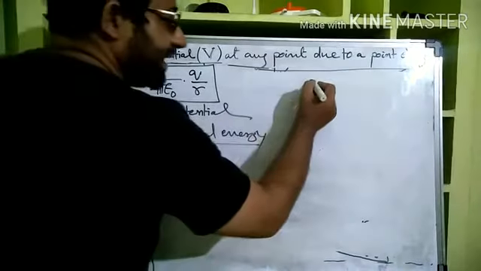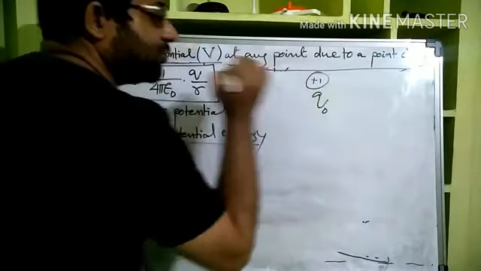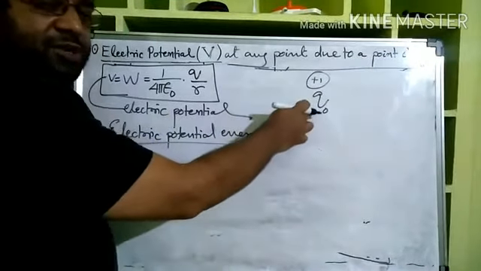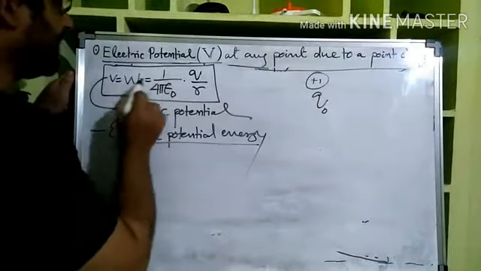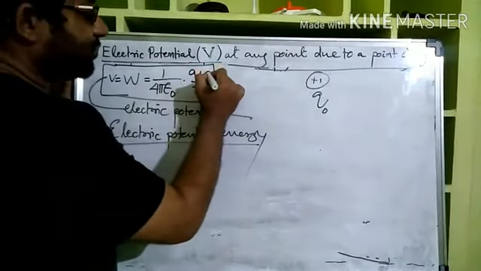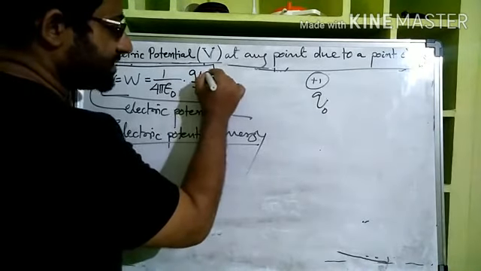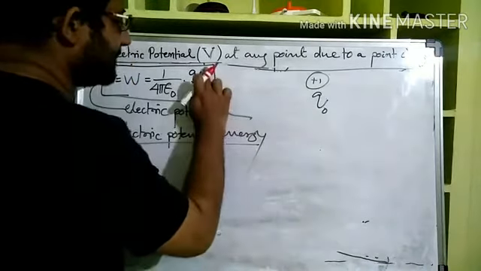Now, instead of taking a unit positive charge, if we take any charge q naught, let us say a test charge, anything other than a unit positive charge, then what will happen here? Q into q naught will come, right? Instead of q into plus 1, one additional q naught will come.